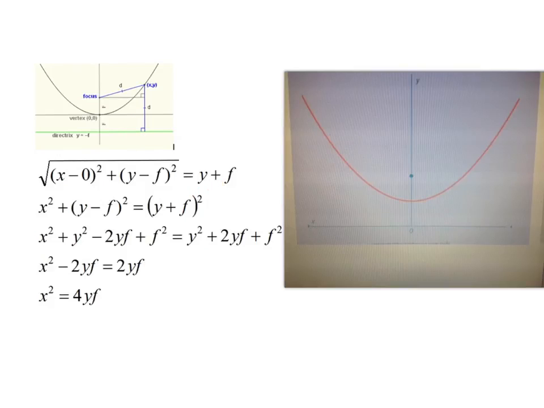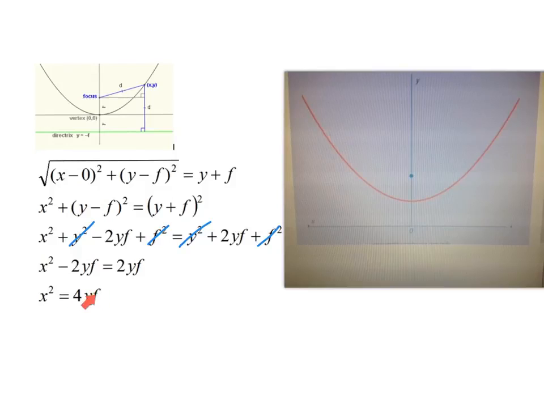So I squared both sides. That's how I got to this step. And obviously x minus 0 is x. The next step, I actually multiplied this out, here it is, and I multiplied this one out, here it is. I combine like terms: f squared and f squared. You subtract the f squared over, and those two things are gone. Subtract y squared over, and those are gone. So now I was left here. I add the 2yf over, and I get x squared equals 4yf.